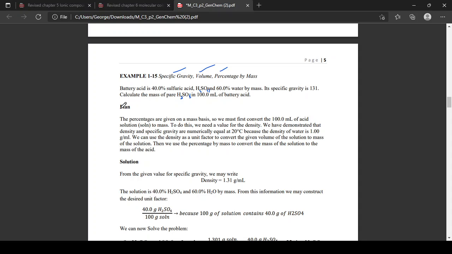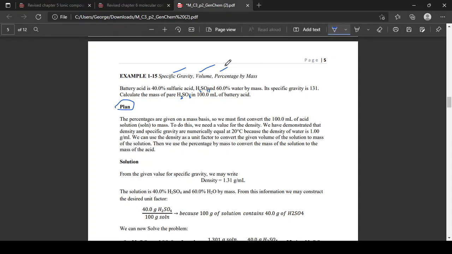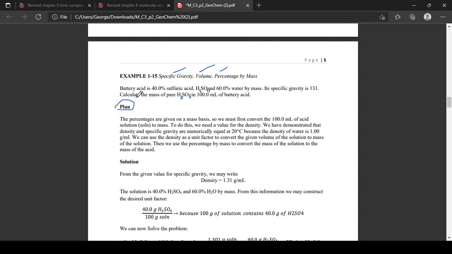So first thing we need to do, kids, is to check your plan. What do we need to do when solving for specific gravity, volume, and percentage by mass? The percentages are given on a mass basis. So we must first convert the 100 ml of acid solution to mass. To do this, we need to find the value for the density.